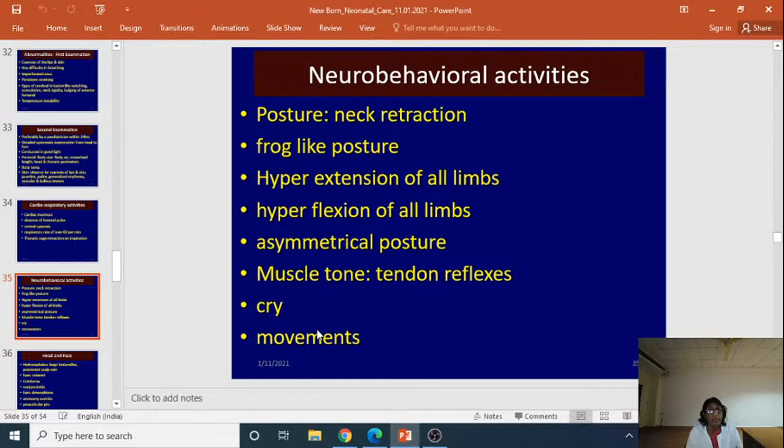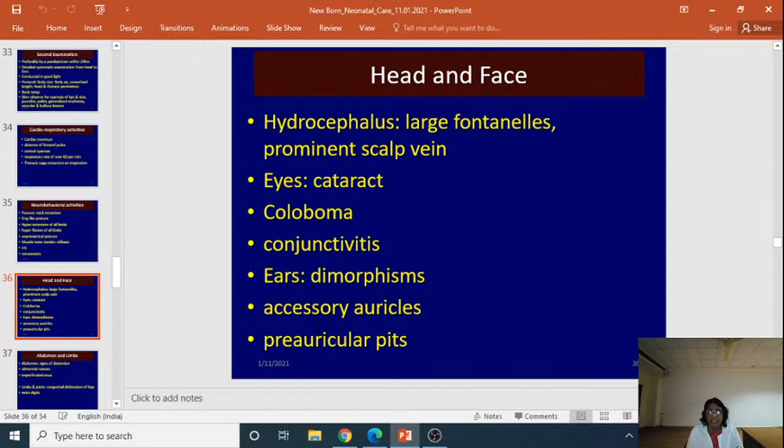About the neurobehavioral activities, posture. Usually the baby has a neck retraction and a frog-like posture, hyperextension of limbs and hyperflexion of all limbs. Then asymmetrical posture, muscle tone, tendon reflexes, cry and movements. All these things he checks.